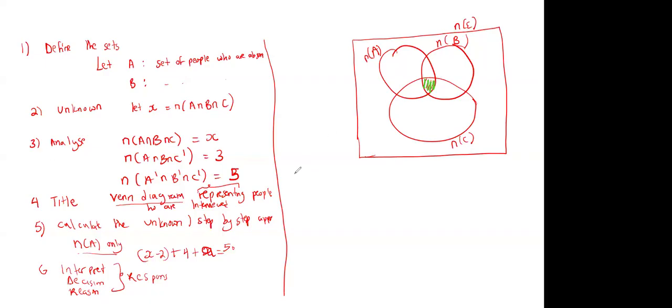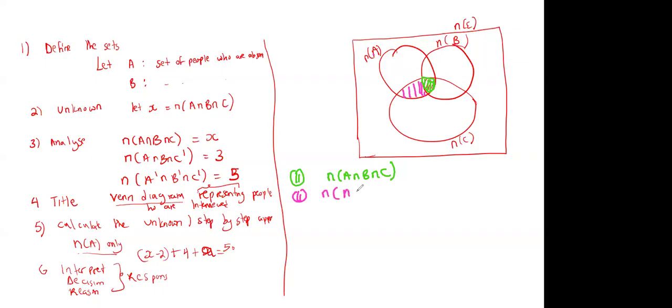This region here in the middle that I'm shading with green is what we call n(A intersection B intersection C), the region that combines all the sets. Then the region represented by this one here only, you look at the two sets, it combines A and C, but it excludes B.